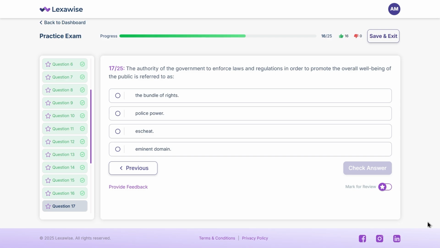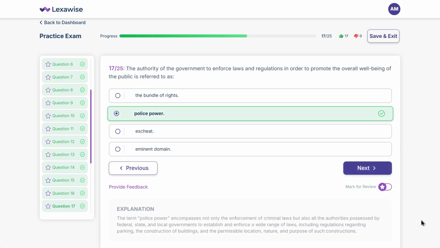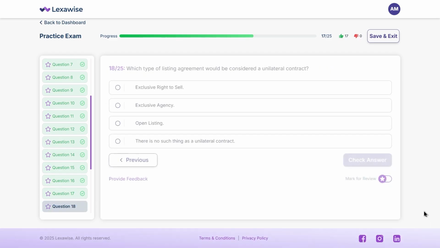The correct answer is B. Police power. It allows the government to regulate things like zoning and building codes for public welfare. Let's move to the next question.